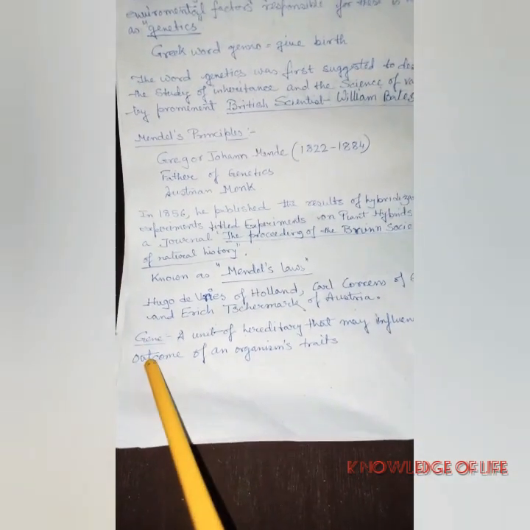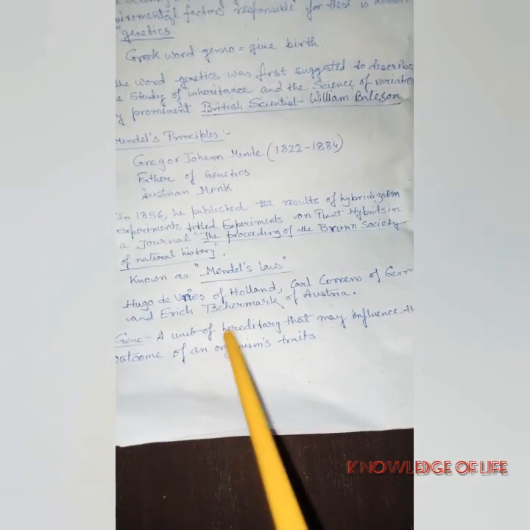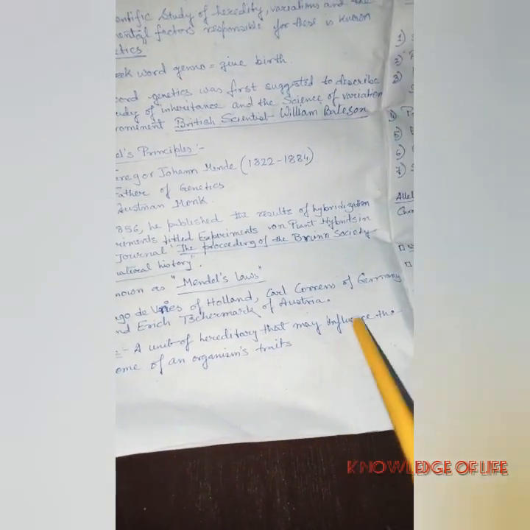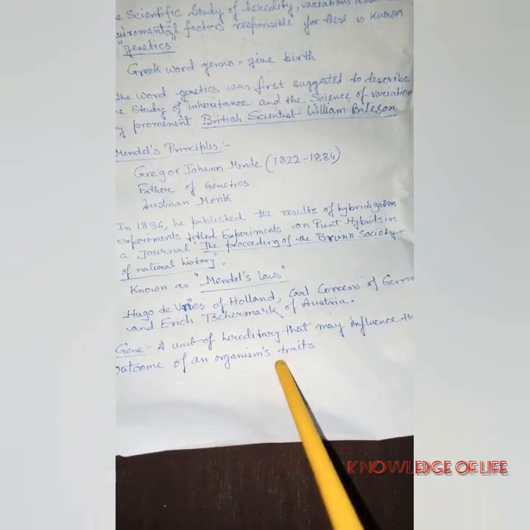Now I am discussing the gene. What is a gene? A gene is a unit of heredity that may influence the outcome of an organism's traits.